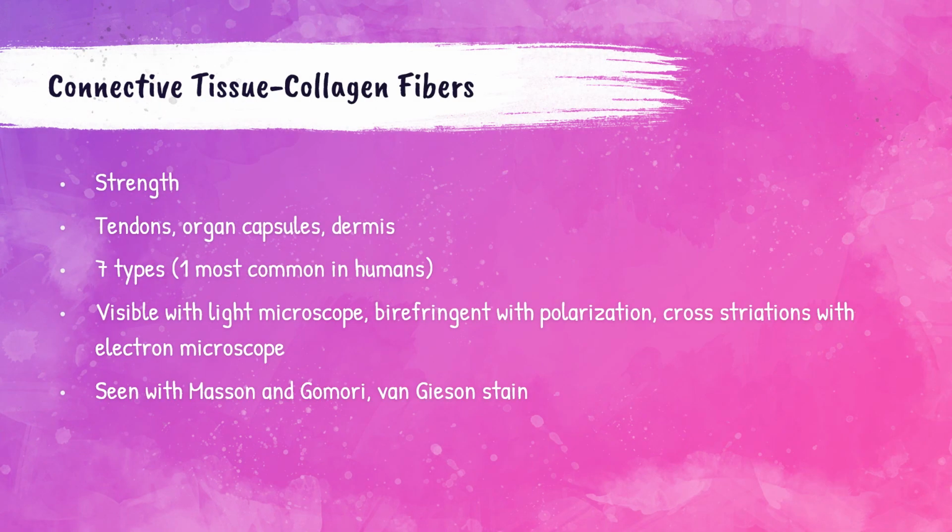Collagen fibers function to provide strength to the tissue. An arrangement of collagen fibers are present in tendons, dermal tissue, and organ capsules. There are 7 types of collagen fibers, with type 1 being the most common type found within the human body. We can see collagen fibers with a light microscope. They are birefringent under polarizing microscopy, and they have a cross striation pattern in electron microscopy.